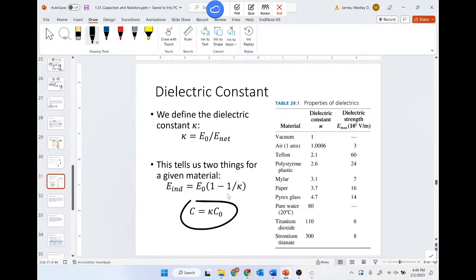It is just a constant for materials. If I have Teflon, it's 2.1. If I have Mylar, it's 3.1. If I have paper, it's 3.7. Pick a material that's an insulator and it's got a dielectric constant. Notice for vacuum, it's 1. For space, it's 1 because it doesn't change anything. 1 times that gets you the same thing.